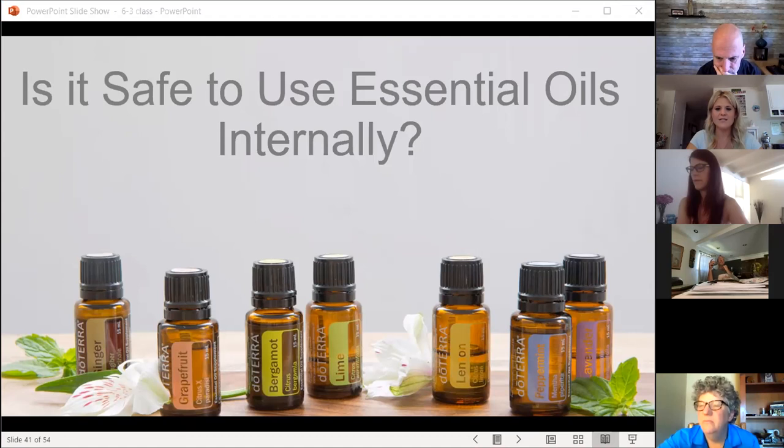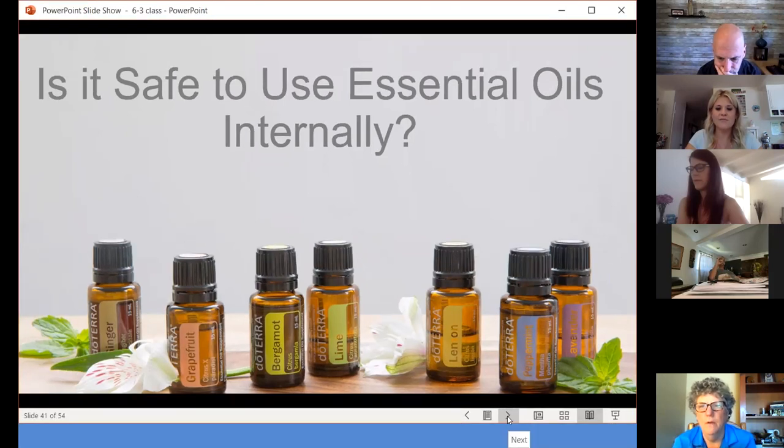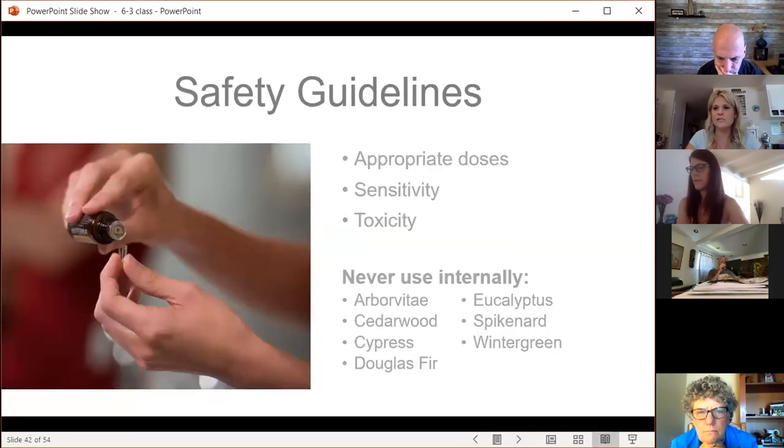So keep in mind that due to their chemistry, not all essential oils are meant for internal use. However, there are still plenty of essential oils that we can take internally. On the back of the bottle of an essential oil, you will see that it'll say either essential oil or essential oil supplement. So if it has the word supplement on there, you can take it internally.